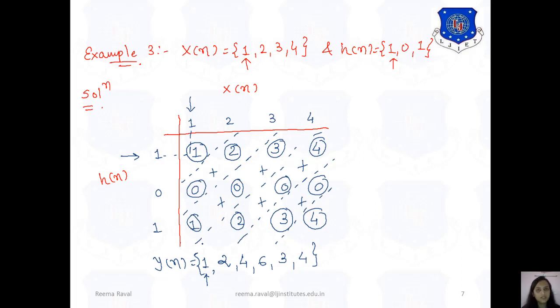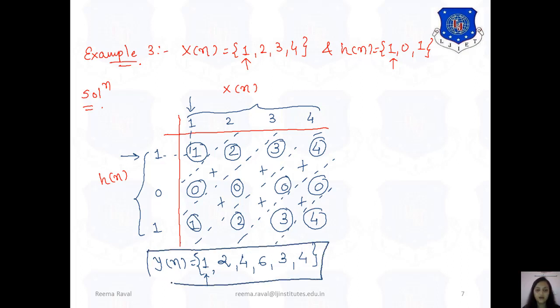Alright, so the method will be the same irrespective of the length of the sequences given to you. You need to place the values of x of n horizontally like this, and place h of n vertically like this. You need to multiply with the respective values and then make the segments, and in each particular segment you need to make the addition. So this is the answer of linear convolution for the given data using the tabulation method.